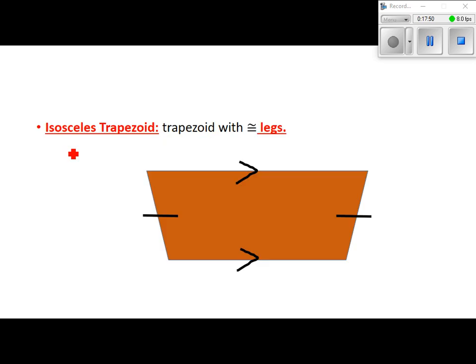Special kind of trapezoid is an isosceles trapezoid. Remember, in an isosceles triangle, it had two legs that were congruent. That's the same idea in an isosceles trapezoid. An isosceles trapezoid, you got your bases that are parallel, and your legs are congruent. So those two legs have to be congruent to each other. That's what makes something an isosceles trapezoid.